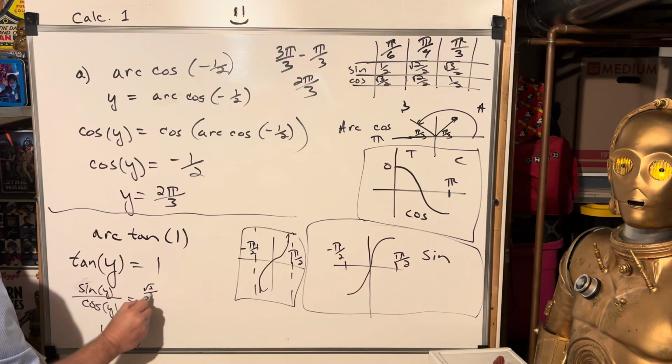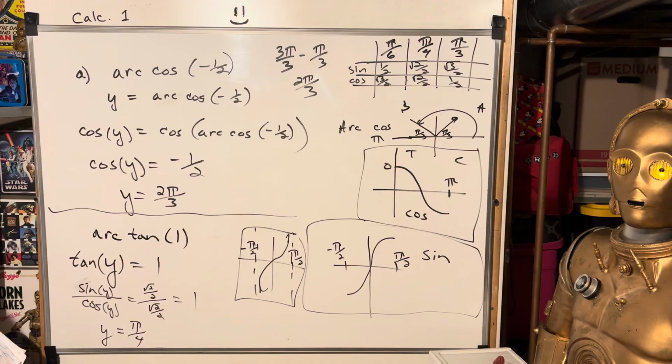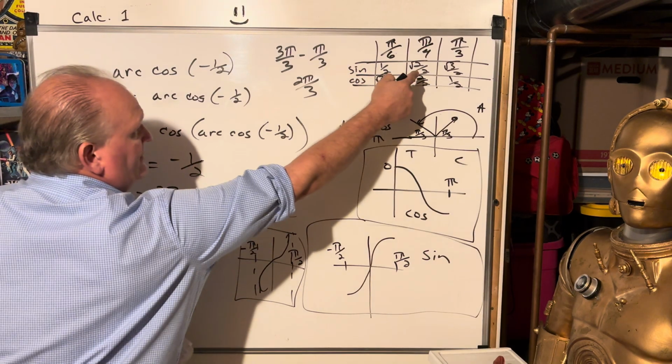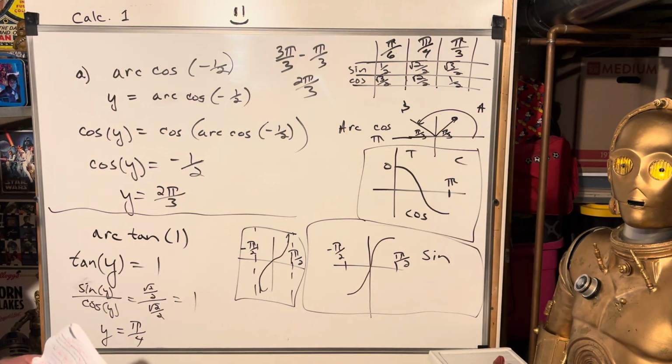That would be the square root of 2 over 2 and the square root of 2 over 2. We'll give you 1. So that only happens at 45 degrees. And there we go.